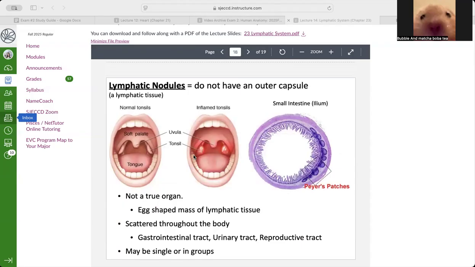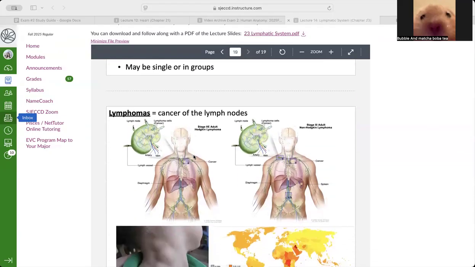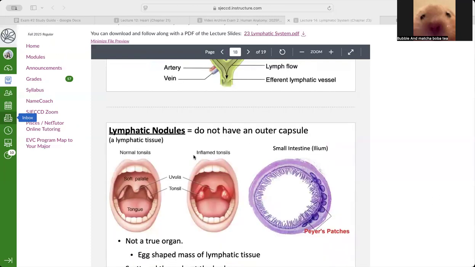Lymphatic nodules do not have an outer capsule. They are not true organs, and they are egg-shaped masses of lymphatic tissue. They're seen in the GI tract, the urinary tract, and the reproductive tract, and they may be single or in groups. They are the sites of cell proliferation. Let me explain it. Cells reproduce themselves to create a large immune system.